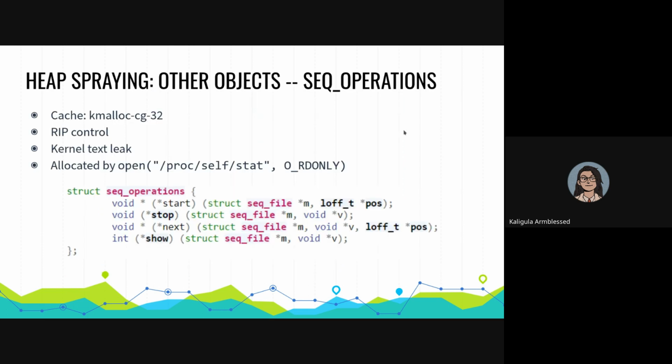Okay, great. For heap spraying, there are actually other objects that we are going to look at, some very common useful objects. For example, there's kmalloc-cg-32, which gives us RIP control and a kernel text leak, which is nice, and it's very easy to spray by just opening /proc/self/stat. This is the seq_operations struct. This is how it looks like.